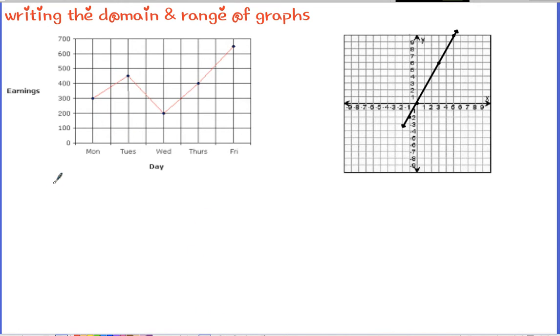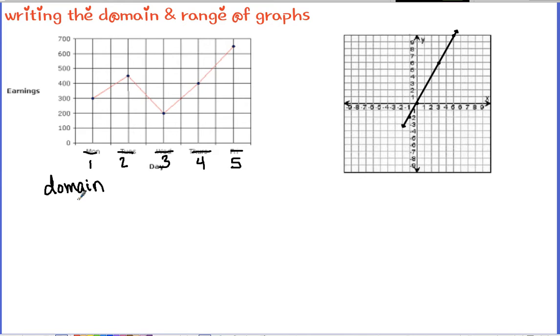So first we're going to write the inequality for the domain. And the domain in this case is our x values. So let's change the fact that it's Monday, Tuesday, Wednesday, Thursday, Friday. Let's just change those to 1, 2, 3, 4, and 5.